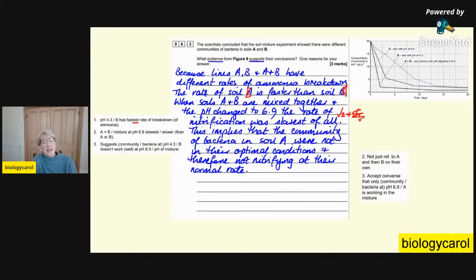notice that when I then said that A plus B was the slowest of them all, by logical conclusion, I was saying that B was the fastest. So if I had written them the right way round, I would have also got the second mark. And I think I would have got this third mark, suggests that the B soil doesn't work well at pH 6.9. I think I said that in other words.